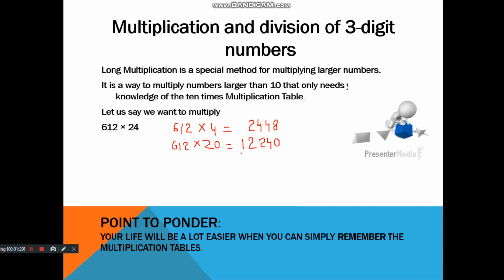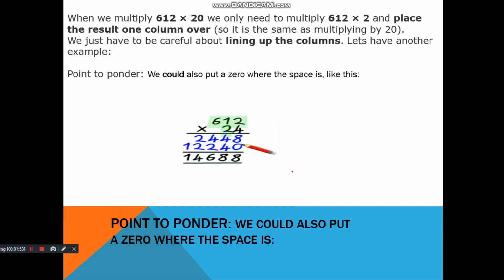And now you are going to add these two numbers: 8; 4 plus 4 is 8; 4 plus 2 is 6; 2 plus 2 is 4 and 1. So 14,688 is the answer. What you have to remember is that your life will be a lot easier when you can simply remember the multiplication tables.